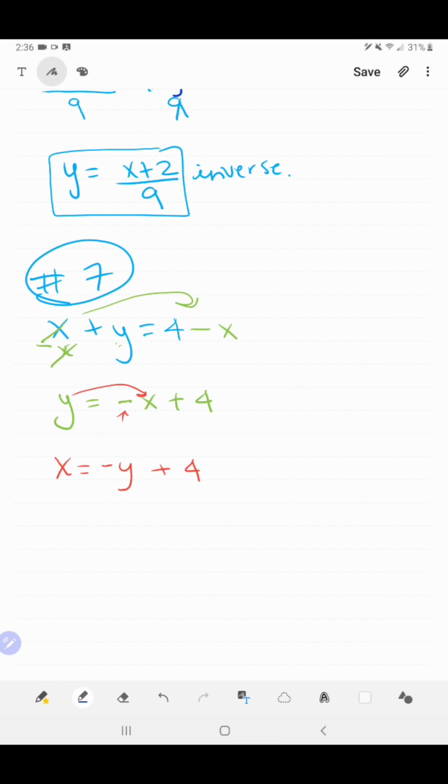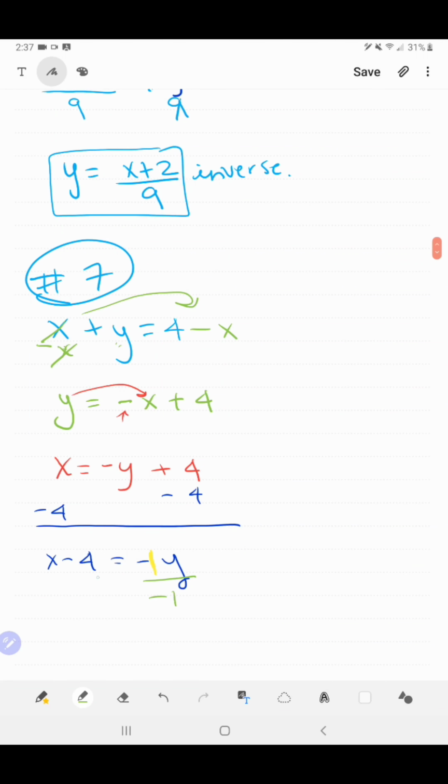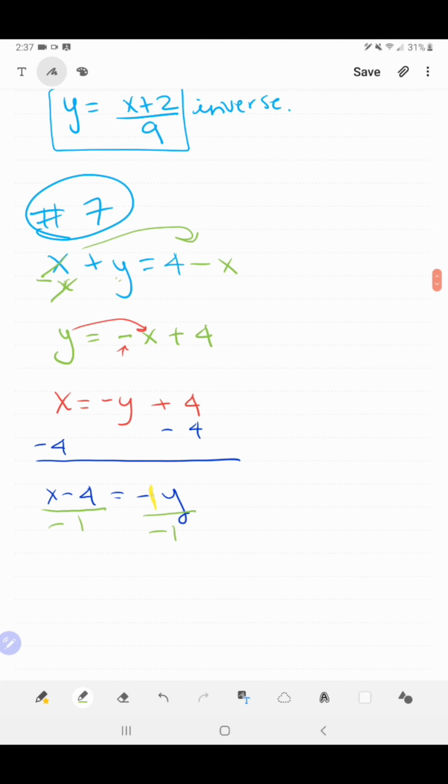I want y by itself, so I'm going to move 4 by doing the opposite. So we've got x minus 4 equals negative y. So remember that there's an invisible 1 here. So this is actually negative 1y. So we're going to divide by negative 1 and divide all of this by negative 1. So this is now canceled, and we're left with y equals x minus 4 over negative 1.